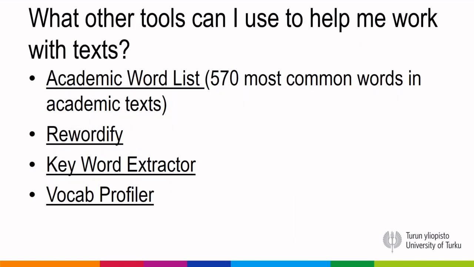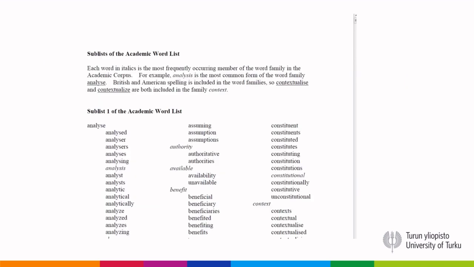Now I'm going to show you a few tools that you can use to help you work with texts. Some of these tools depend on copying and pasting chunks of your articles, so that's going to depend on if you have an ebook or a URL for those texts. But you can also use them with things that you generate yourself. So first is the academic word list. Second is Rewordify, and then two tools from LexTutor, which are the keyword extractor and vocab profiler.